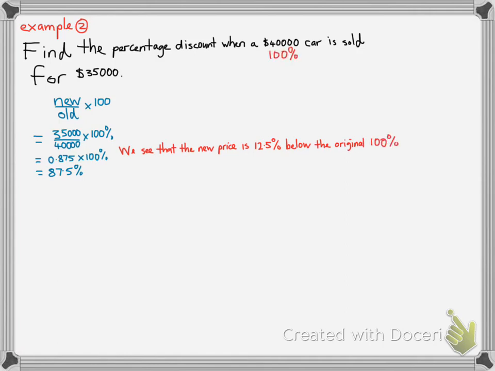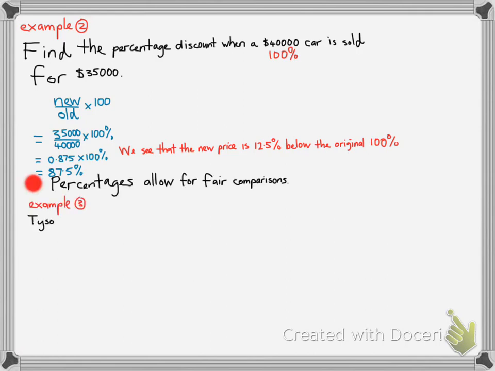How do we know that? Well, let's look at 87.5. It started at 100% and the price has come down. It's now 87.5%. So the difference between those, 100 minus 87.5%, gives us 12.5%. So that's the percentage discount.